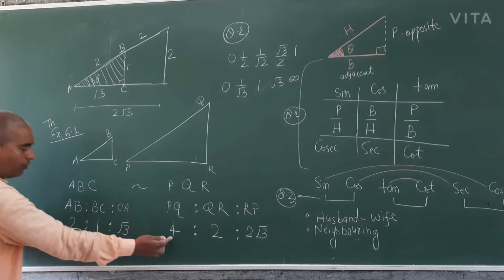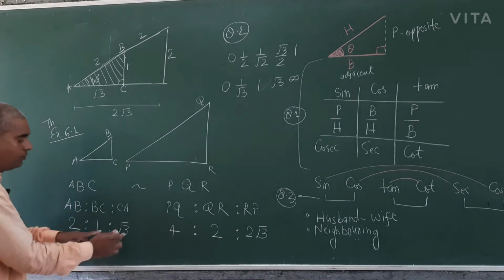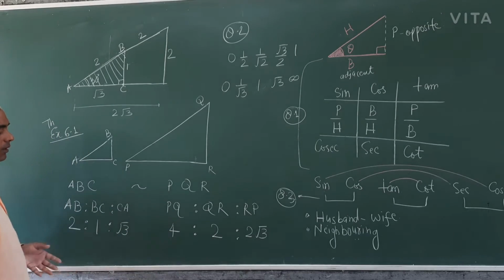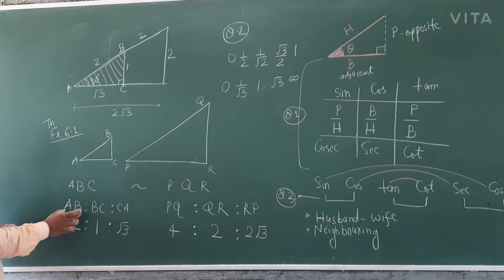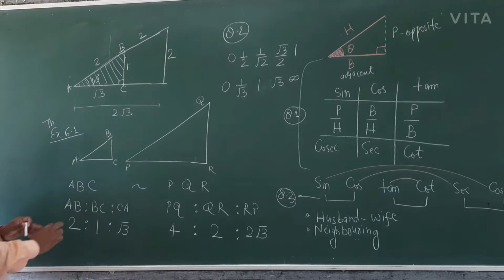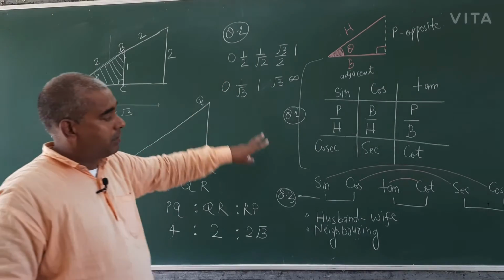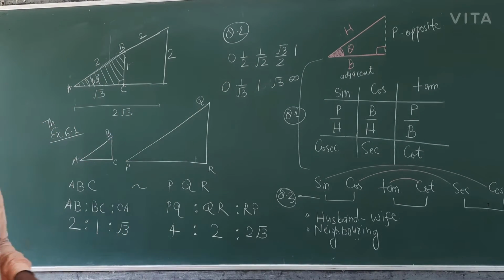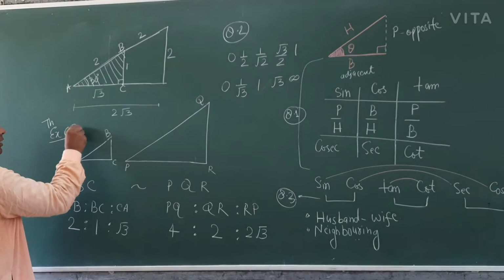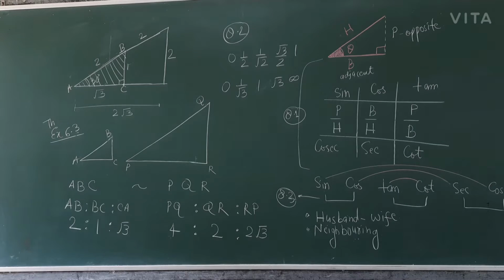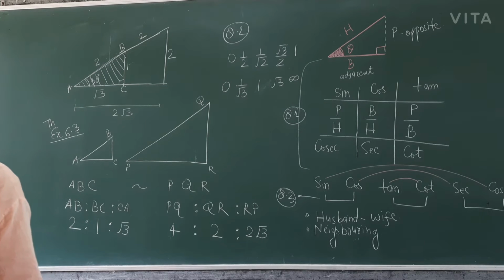You may take 2 upon 4 is equal to 1 upon 2. So in your book it is written AB upon PQ, meaning 2 upon 4, like that. So all these definitions were based on this theorem. Theorem 6.3, theorems 6.3, 6.4, 6.5, and that was chapter number 6, and after that 6.6.